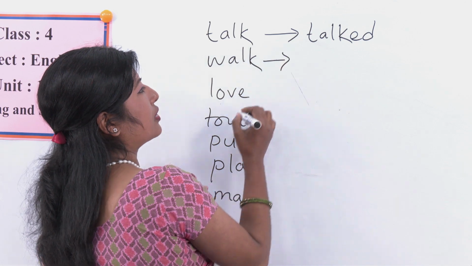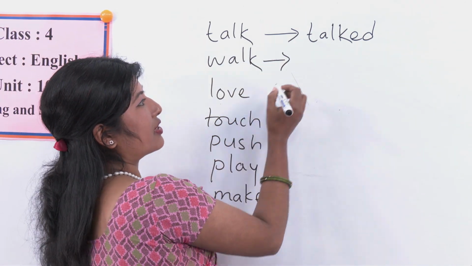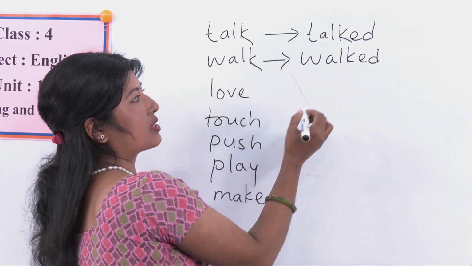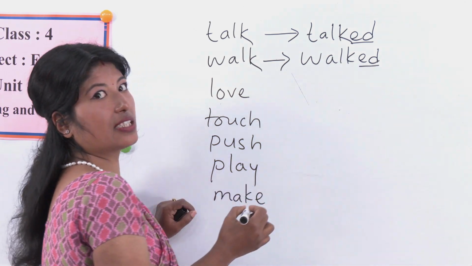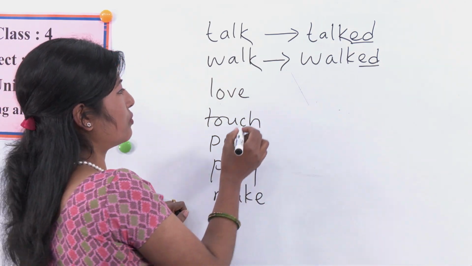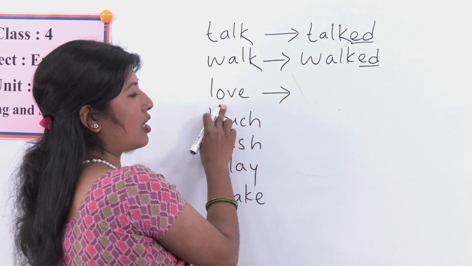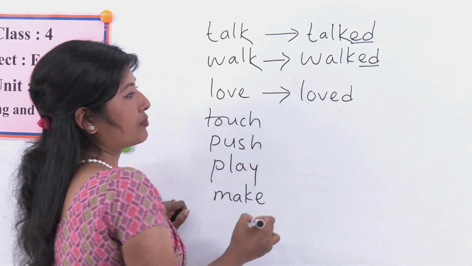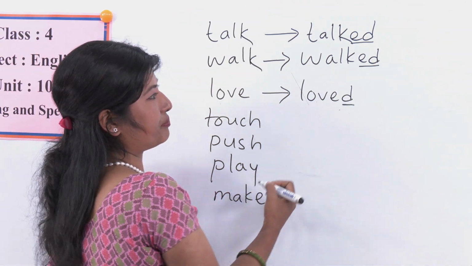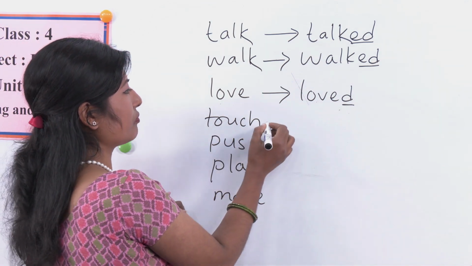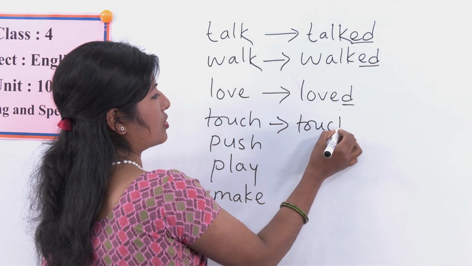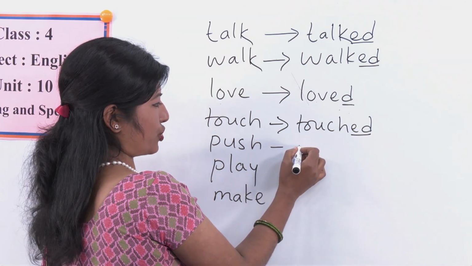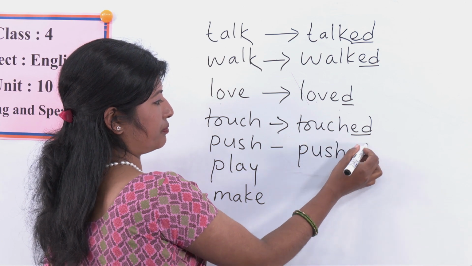Similarly, walk. Okay, what do we add over here again? Walked. So we have added ed in these both words. Third one. Love. What's the past form of love? Loved. So we have to just add d over here. Only d is additional. Touch. Touched. Ed again. Push. Pushed.